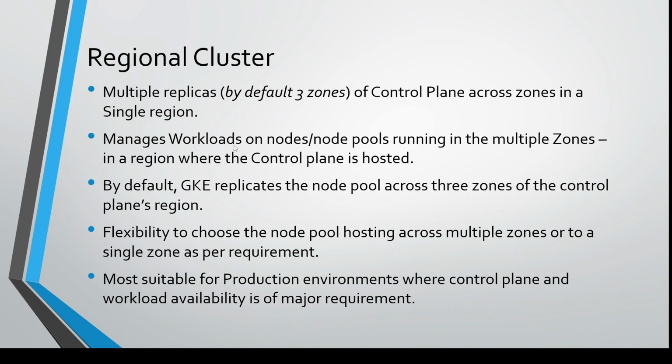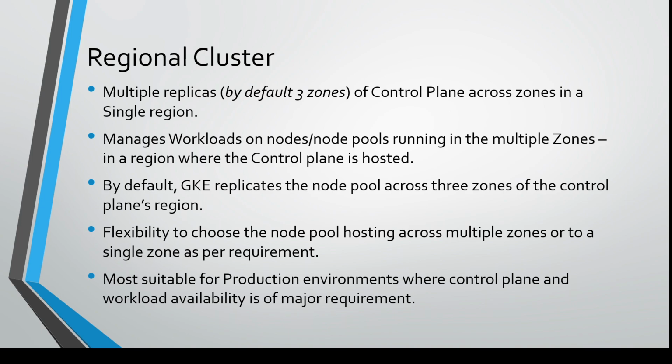So the next thing is, this is more or less similar to the multi-zonal cluster. It manages workloads on nodes or node pools running in multiple zones in the region where the control plane is hosted. As we discussed in the multi-zonal cluster, you can create your node pools in a single zone or in multiple zones in the region where your control plane is hosted, right? So that option is part of the regional cluster as well. And the next thing is, by default, GKE replicates the node pools across three zones of the control plane's region. I'll show what I mean here in the console itself at the end of the video.